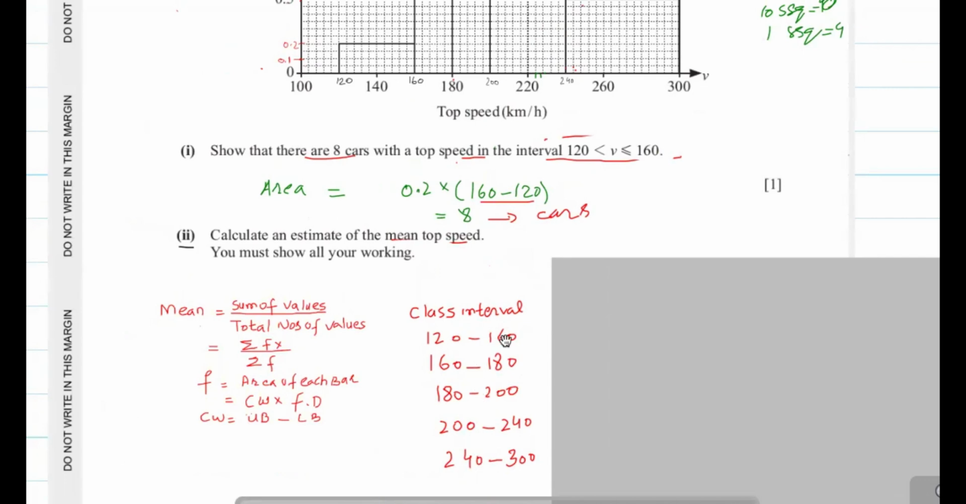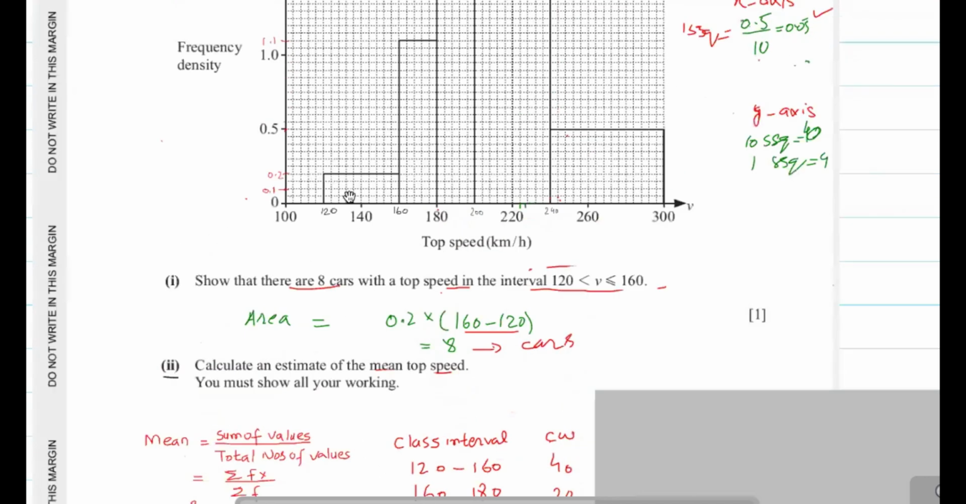The class width is the difference between upper and lower class boundary, and the difference for 120 to 160 is 40, next is the difference between 160 to 180, which is 20, next is 20, then 40, and the last difference of class interval is 60. After calculating class width, we have to calculate the frequency density.